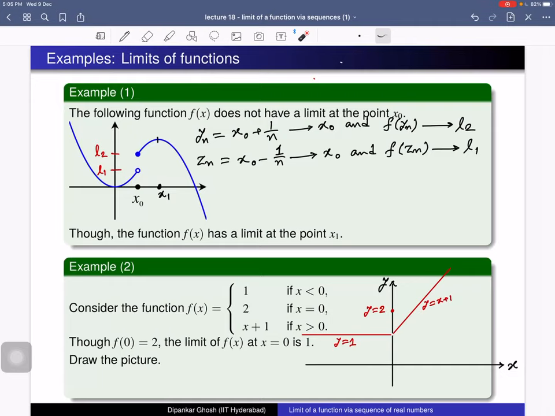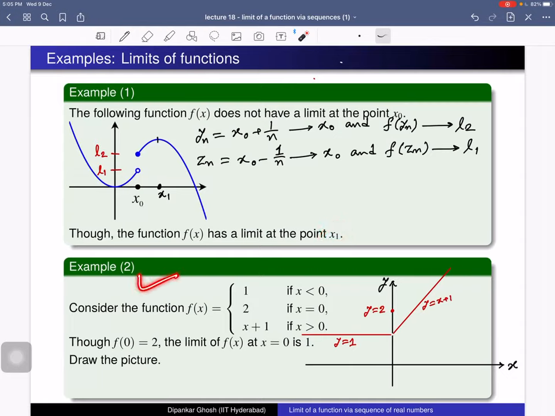So in this case we say that the limit of this function f of x does not exist at this point x naught. So what about this point? If you take x1, does the limit exist or not at this point for this function? The function f of x has a limit at this point x1.